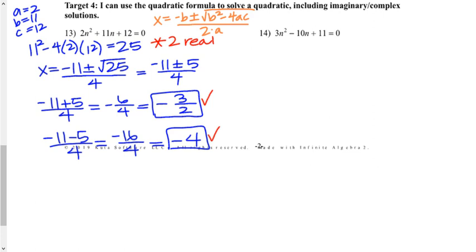All right. Number 14. My a value is 3. My b value is negative 10, and my c value is 11. So b squared would be negative 10 squared minus 4 times 3 times 11. And let's see what that gets me. When I square a negative, I'm always going to get a positive, so that's 100 minus 4 times 3 times 11. That gives me negative 32 altogether. All right, which means I'm going to have 2 imaginary solutions.